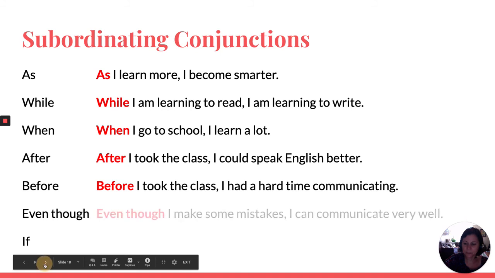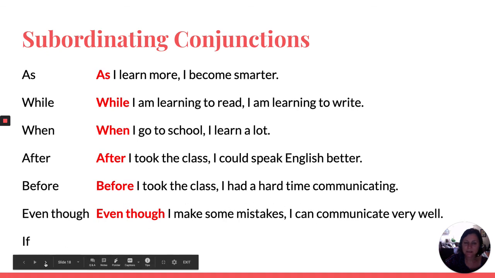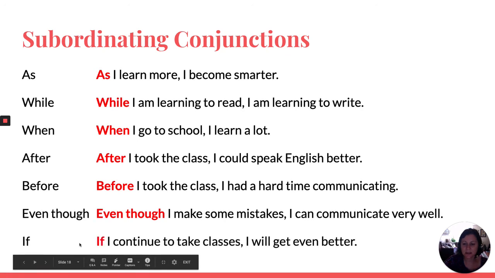Even though, we use even though to show contrast. Even though I make some mistakes, I can communicate very well. So this means I can communicate very well, but sometimes I make mistakes. So here we're showing contrast. And then finally, if. This sets up conditions or hypothetical situations. If I continue to take the class, I will get even better. So if I do this, then that will happen.